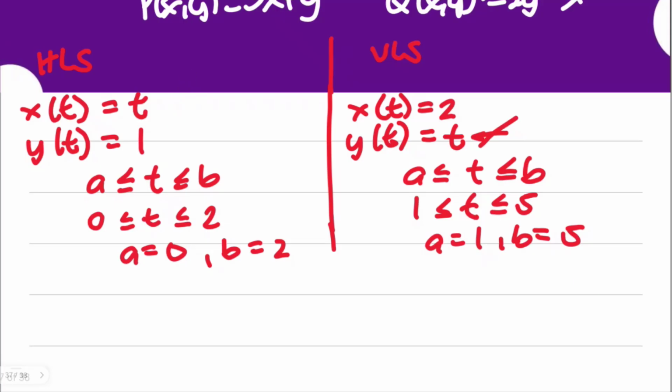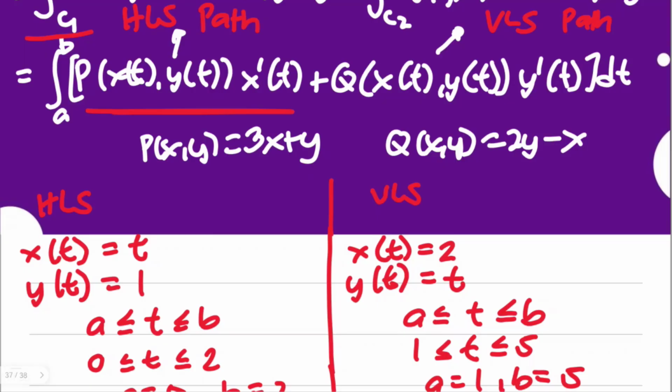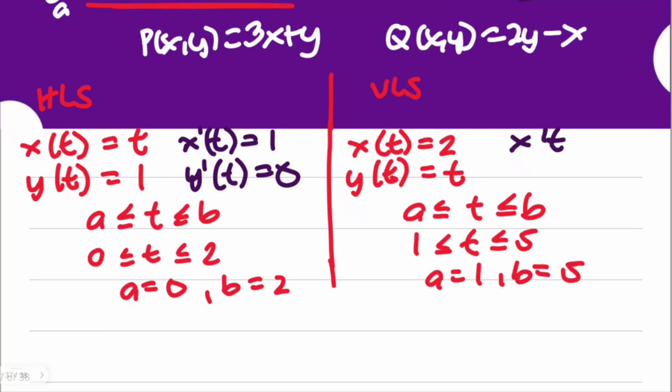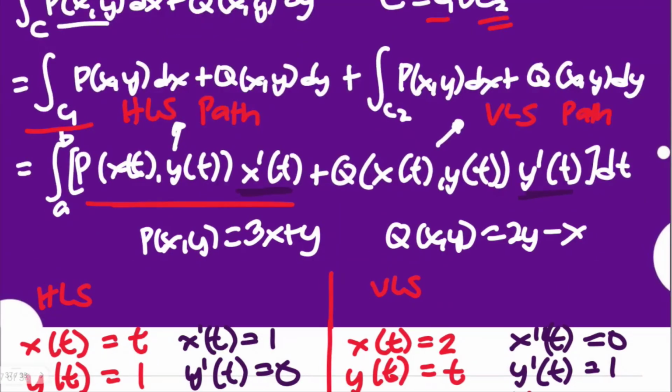Now, with this idea, we can continue identifying the first derivatives of your x and y needed for both situations. So here, your first derivative of x of t is 1 with respect to t, and your y derivative is 0. For the other side, the derivative of your x of t, being 2, is 0, and the derivative of your y of t is 1. Now, we already have the first derivative of x and y.